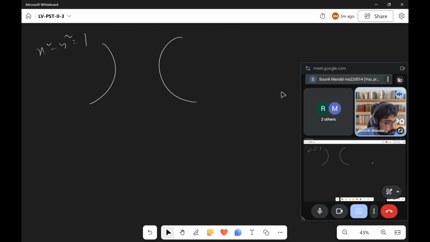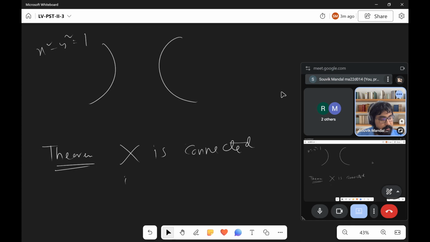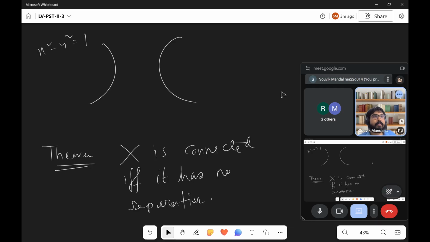Sorry, let me give the theorem. The theorem tells that, I mean it's a theorem exercise, you can say X is connected if and only if it has no separation. X is connected if and only if it has no separation. So this is the thing you need to show.